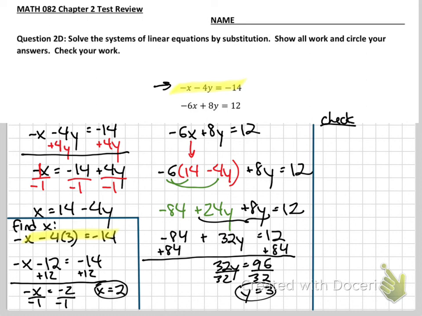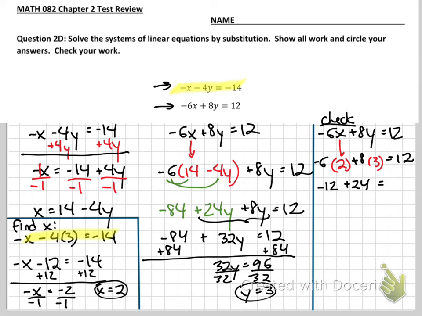So now I have to use the other equation, the one we've not used yet, which is negative 6x plus 8y equals 12. So let's put in our answers. We said that x was 2, and we said that y was 3. And if we didn't make any math errors, then this should check out. So we have negative 6 times 2 plus 8 times 3 equals 12. So this gives us negative 12 plus 24 equals 12, or 12 equals 12.